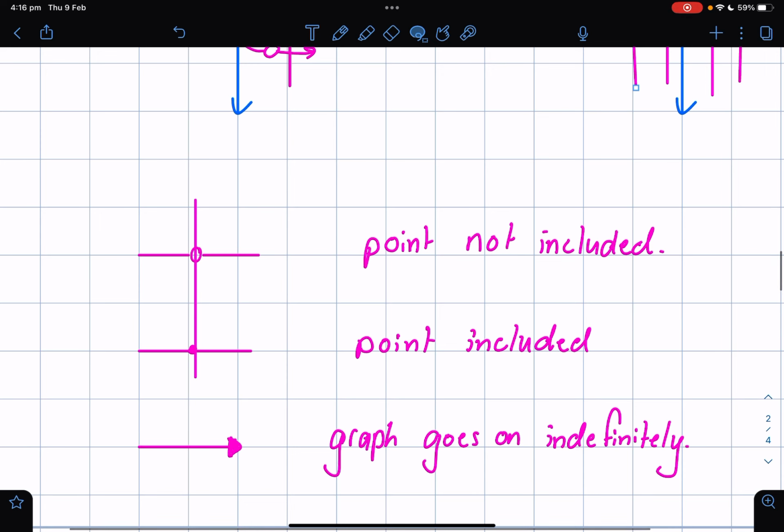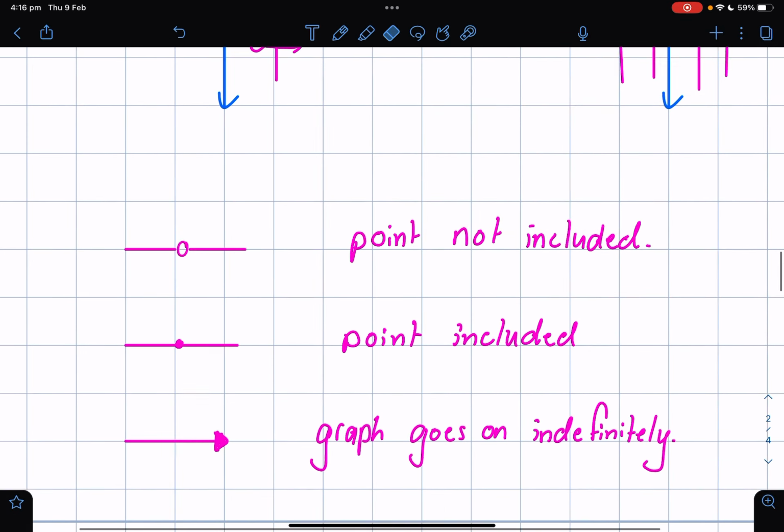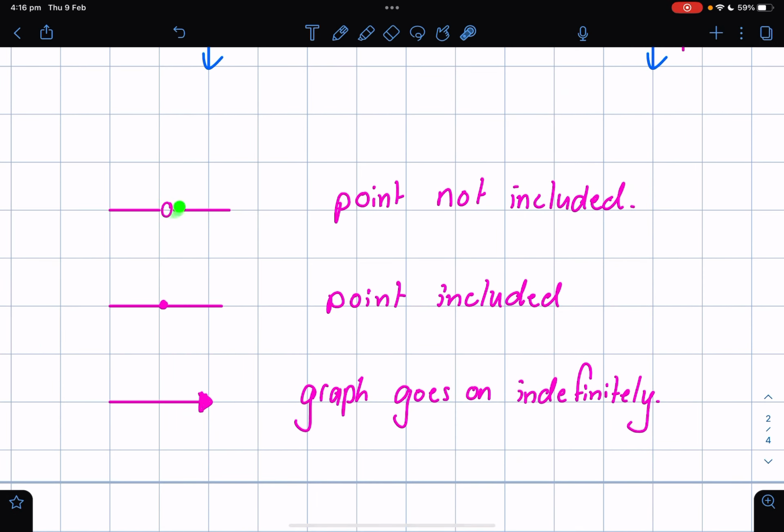Just a little bit of notation. Sorry, let me just get rid of this. So in graphing, if this is a hollow point, this point is not included. If it's a solid point, the point is included. Typically you find it on the end, like on an upper or lower bound. And then if there's an arrow, the graph goes on indefinitely. So just keep these in mind when we're looking at whether they are functions or relations as well.